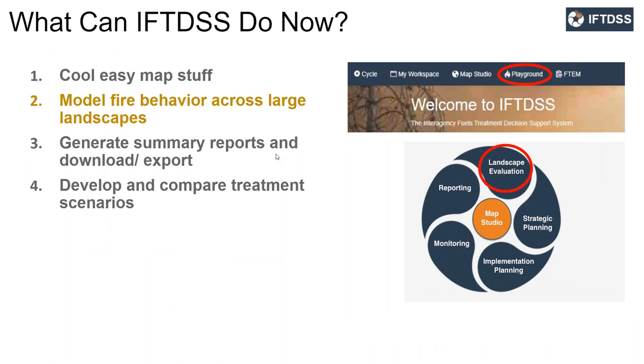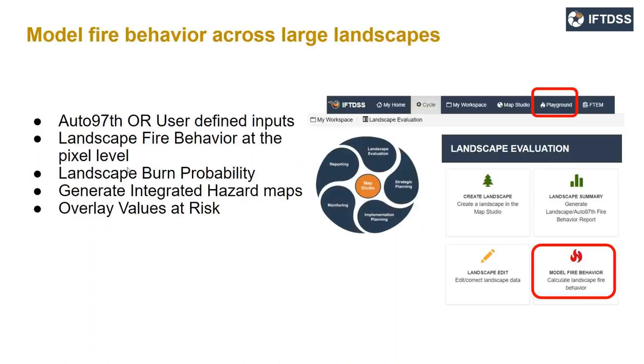So the next thing beyond the cool, easy map stuff is modeling fire behavior across large landscapes. I already mentioned that 3.5 million acres is roughly the maximum size. There's a variety of different fire behavior modeling that can be done. I've listed here first what we call the Auto 97th or user-defined inputs.